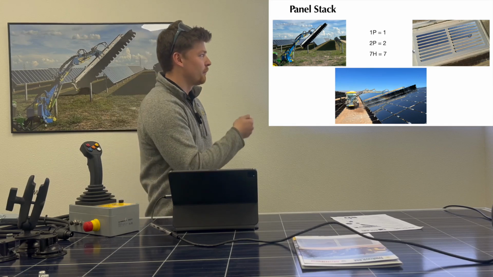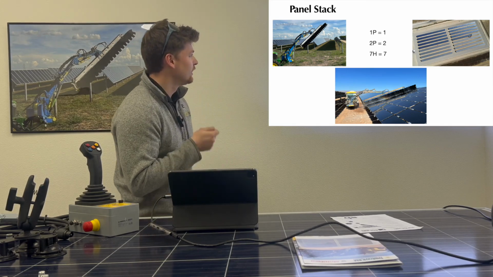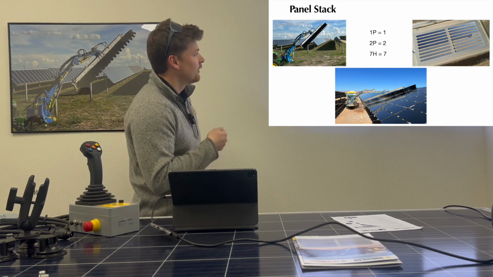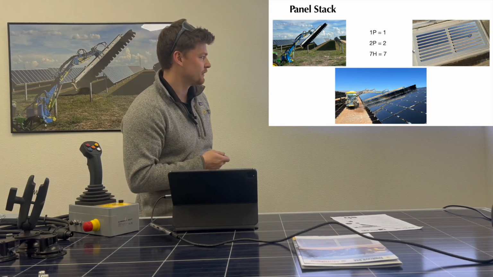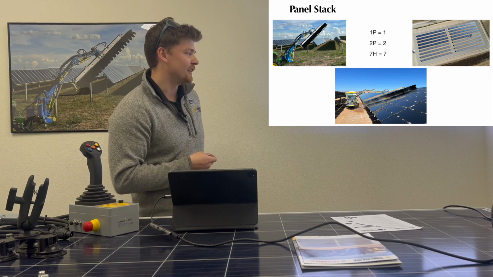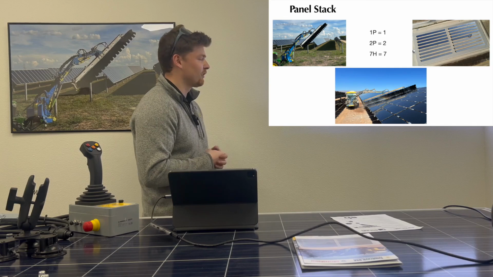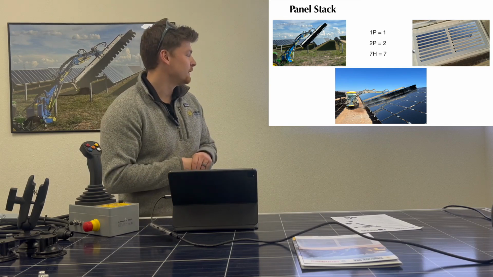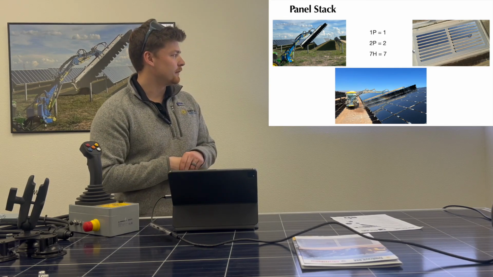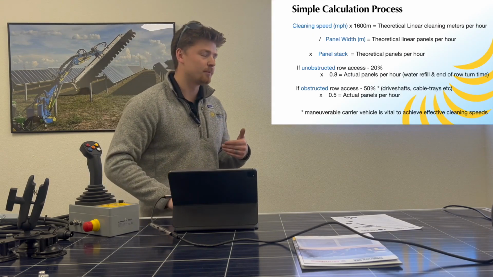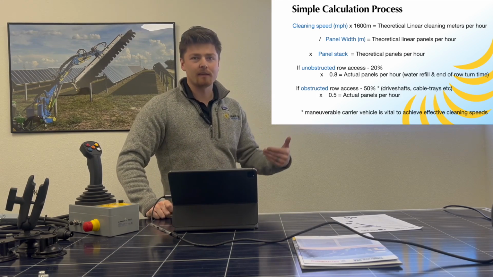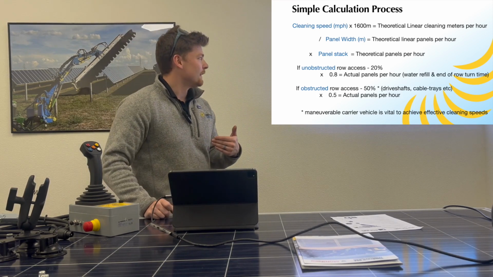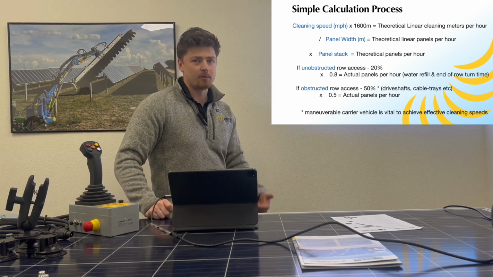And here are 3 examples that we're going to use in this presentation. Top left is a 1P system, on the right a 2P, and on the bottom a 7H first solar array where you're able to actually clean 7 panels at a time. And as I say, this is the biggest factor as to cleaning speed. Then we multiply the linear panels by that panel stack in order to work out the theoretical total panels per hour you'd be able to clean.